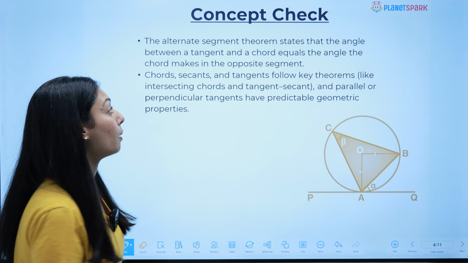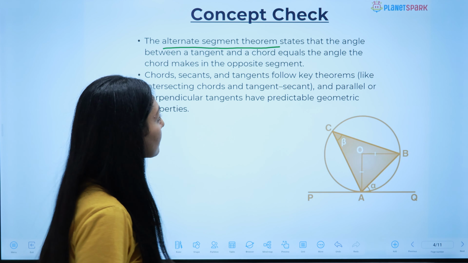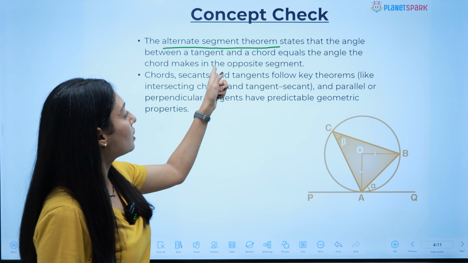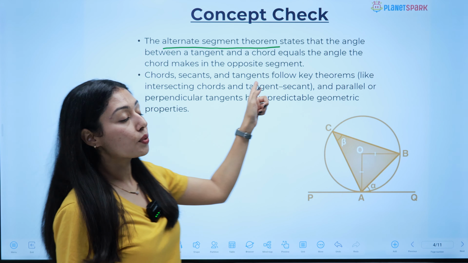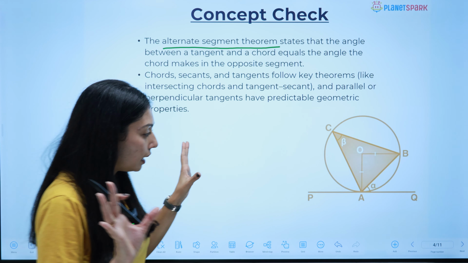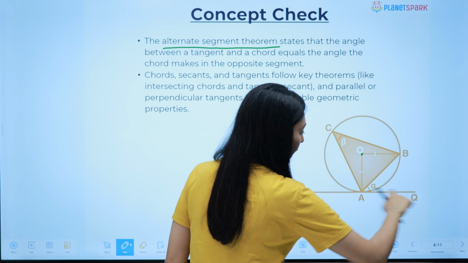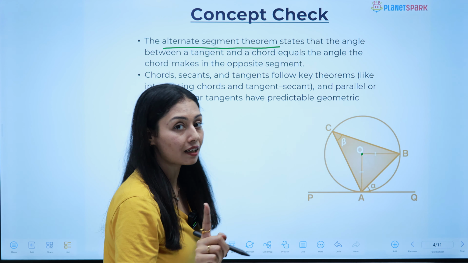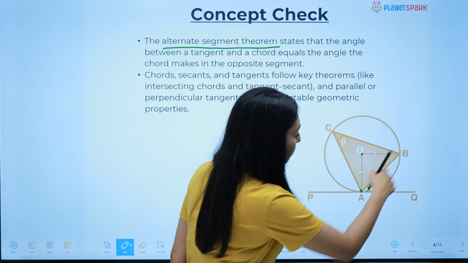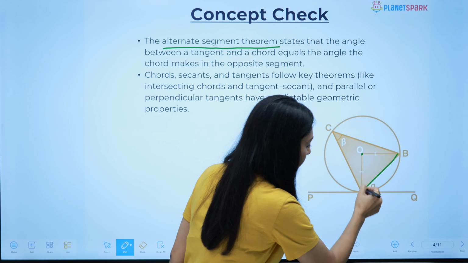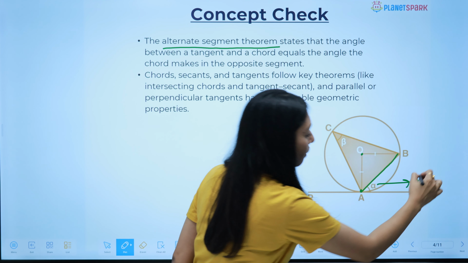Next important theorem है हमारे पास, that is the alternate segment theorem, that states the angle between the tangent and a chord equals the angle that chord makes in the opposite segment. What does it mean? Let's see. Figure देखो यहाँ पे, this is the circle with center O and we have this tangent PQ which is intersecting the circle at this point A, right? Then we have a chord AB here. This is the chord. इस chord और tangent के बीच हमारे पास ये angle है alpha.